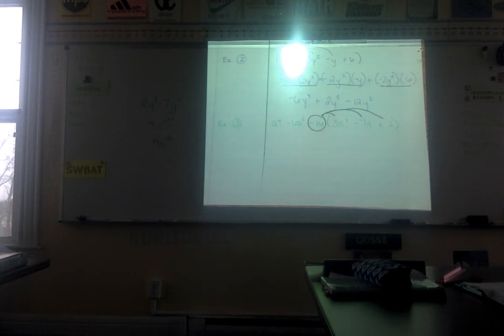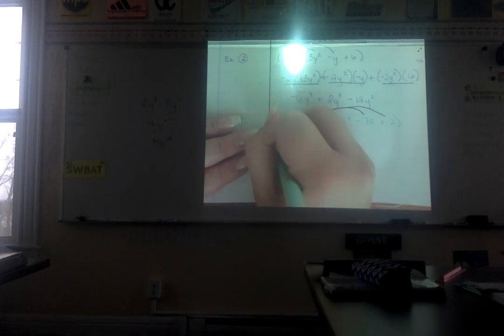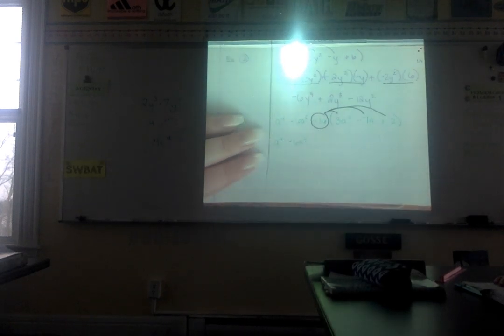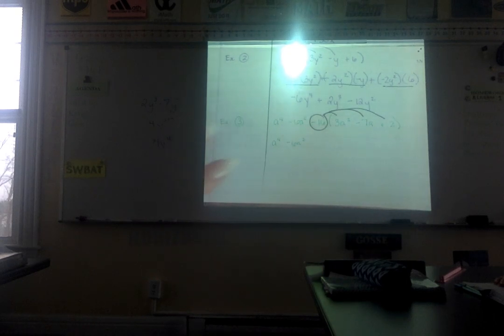All right. So with that being said, someone else, is a to the 4th minus 6a squared going to change right now? No. So I'm just going to bring those down. A to the 4th minus 6a squared. And now we're going to distribute. So what is negative 16 times 3a squared? You might need a calculator for this.